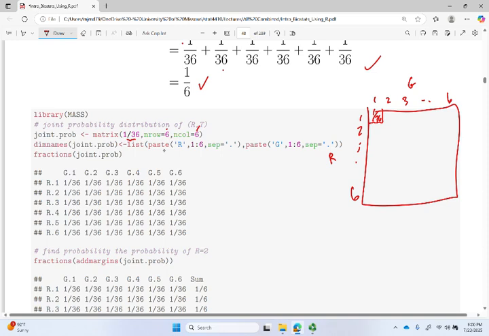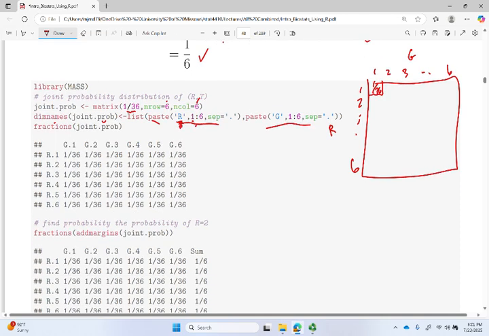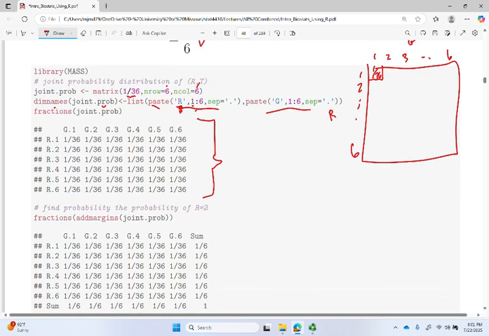I want to label these columns and rows, so that's the dimnames of this matrix. I want to create the row names and the column names. The paste function is a fast way to make an R1, then an R2, up to an R6. So this is our matrix of the joint density of rolling a red die and a green die.